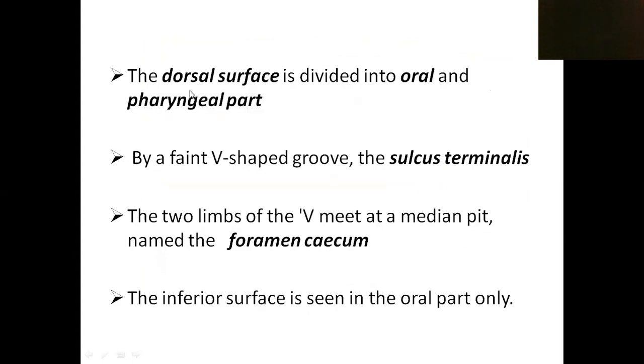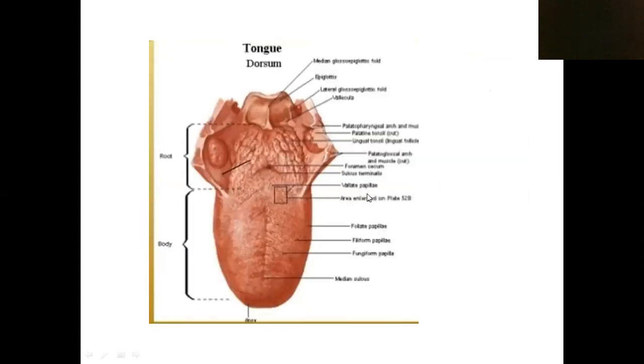Now what are the features of this dorsal surface? The dorsal surface is divided into an oral part and a pharyngeal part by a V-shaped sulcus known as the sulcus terminalis. Here we can see a V-shaped sulcus, one small groove. Sulcus means groove.